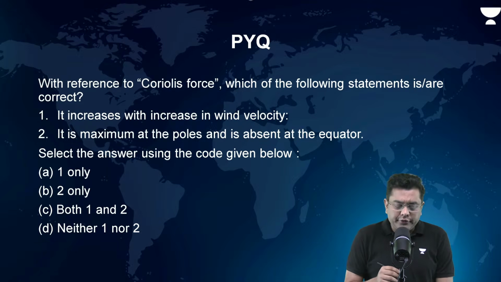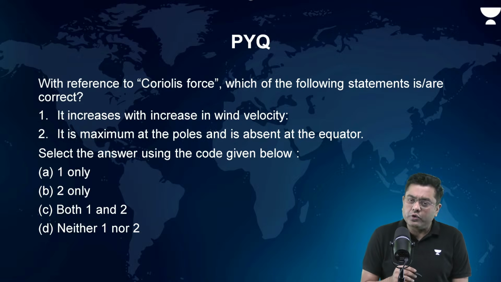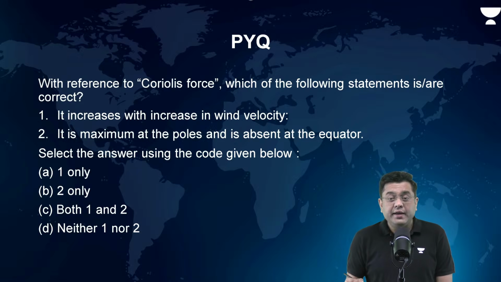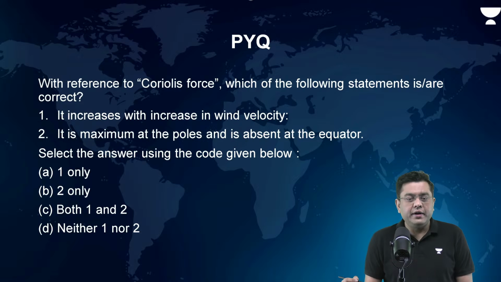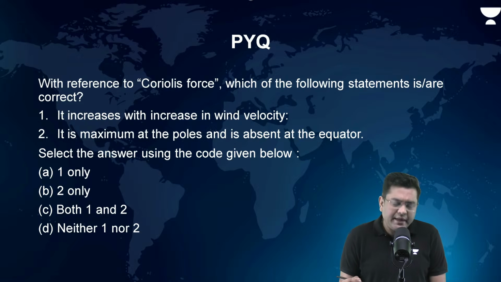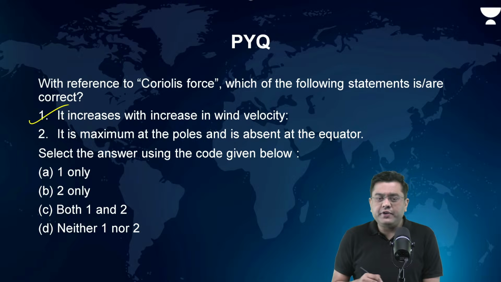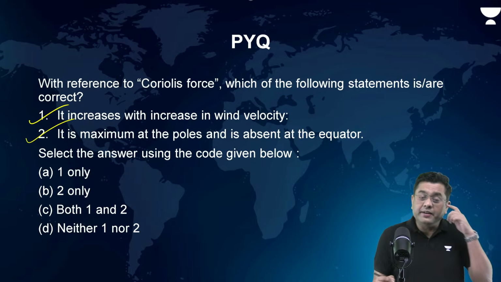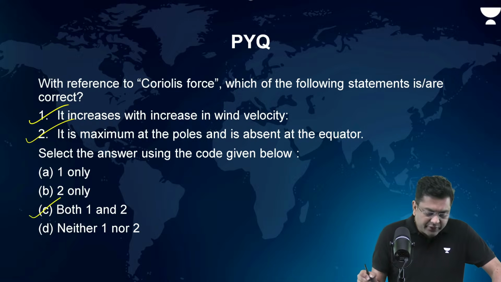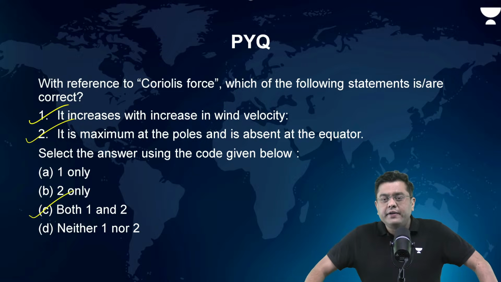With reference to Coriolis force, which of the following statements is or are correct? 1. It increases with the increase in wind velocity. 2. It is maximum at the poles and is absent at the region of equator. Which is the correct answer in this particular case? A simple question here, right? So it increases with the increase in wind velocity is correct. It is maximum at the poles and is absent at the equator is also correct. So the correct answer is going to be C, that is both 1 and 2.